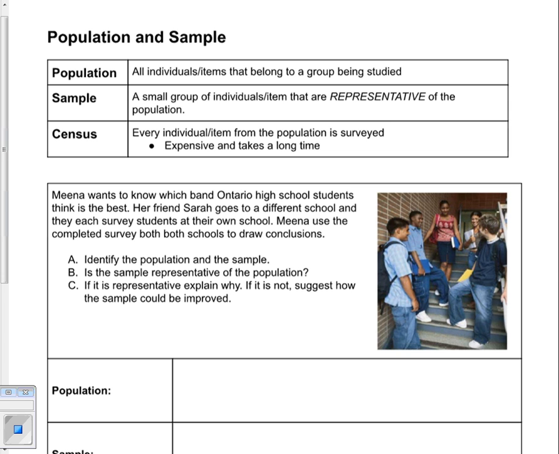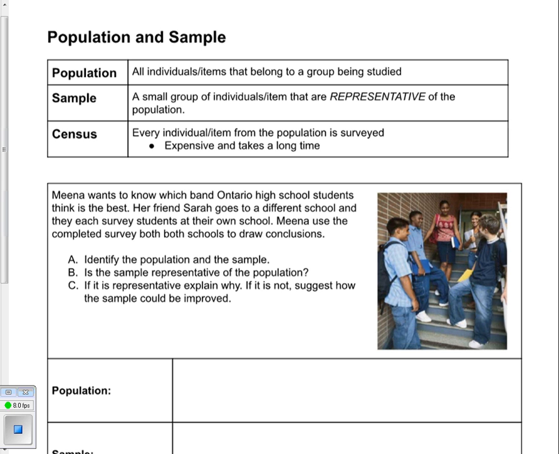Next, we're going to take a look at population and sample. As we look through population and sample, it's important to know what we're talking about as we go through this particular piece. Population and sample represent the groups that you're particularly interested in. A population is all of the individuals or all of the items that belong to a certain group that you happen to be studying.